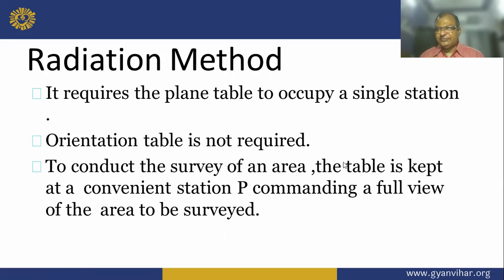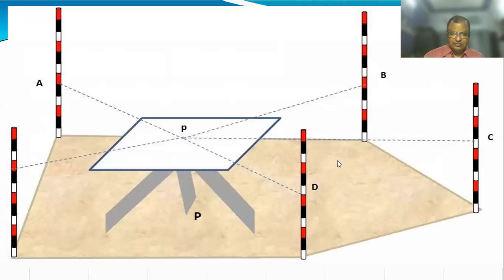Next is the radiation method. It requires the plane table to occupy a single station, and orientation of the table is not required. The method is used for the survey of an area. The table is kept at a convenient station P, commanding a full view of the area of survey. This is the plane table.